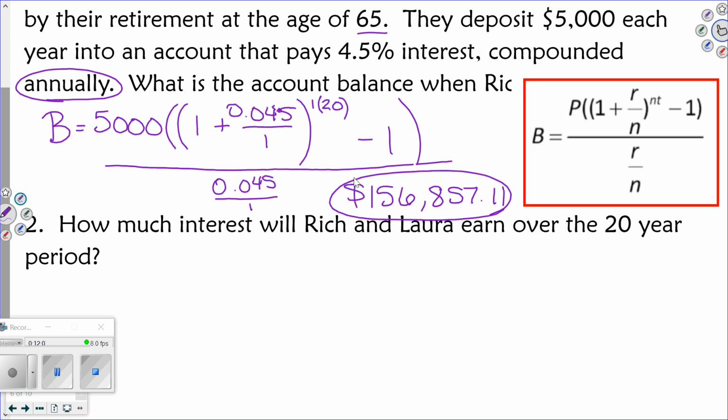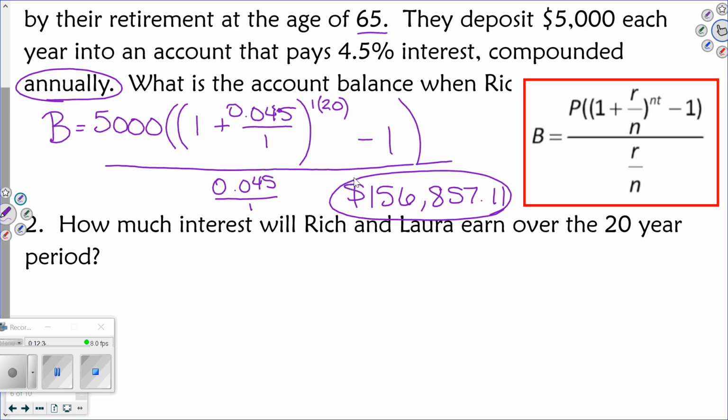All right. Number 2, how much interest will Rich and Laura earn over the 20-year period? How'd you figure that out? How'd you know they put in $100,000? Very nice. Let's talk back through what Josh just did. He's correct, but let me talk through it.